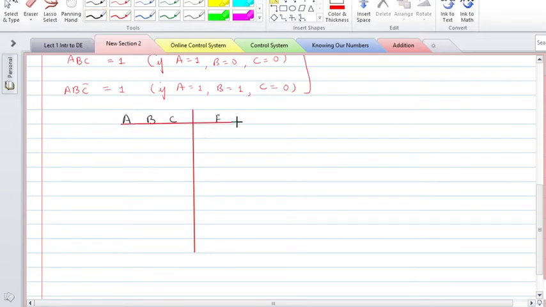So, there are three inputs. The number of possible combinations is 2 raised to the power 3, that is 8, and these should range from 0 0 0 to all ones.